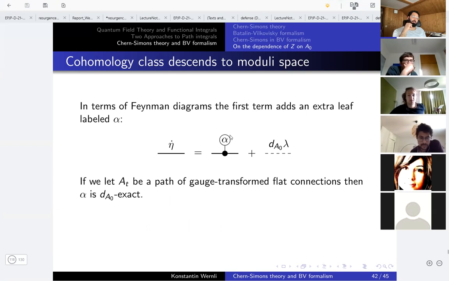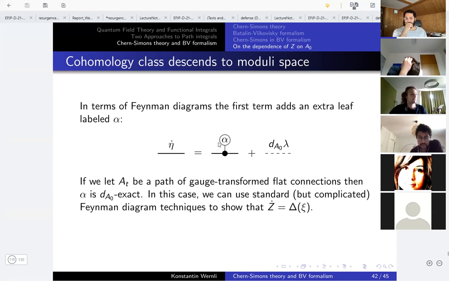And the first result is that when alpha is exact, then your path of flat connections actually comes from a gauge orbit. And then you can use the standard BV techniques to show that you're changing your partition function by a BV exact term. So in this case, if alpha is dA0 of something, then if you're just adding in these d-exact terms, there are some methods to show that in BV cohomology, you're not doing anything.